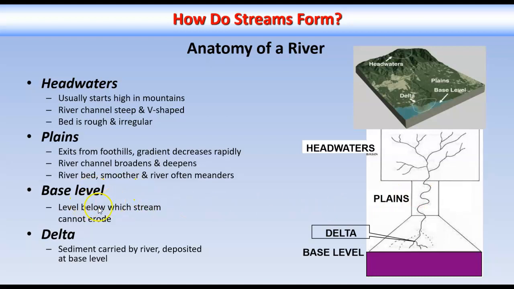And then we head toward the base level, and when we get to that base level, our river dumps any material that it's carrying into that base level and forms a delta.